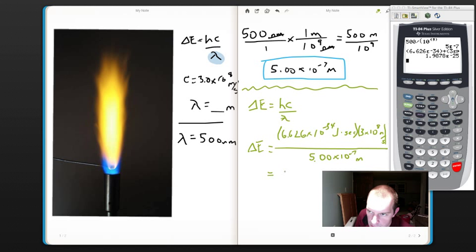And so what we're left with now is we can see that delta E is going to equal the numerator of 1.99 times 10 to the negative 25th. And now there's going to be a unit, because our seconds are going to cancel here. You can see the seconds cancel with the seconds here.